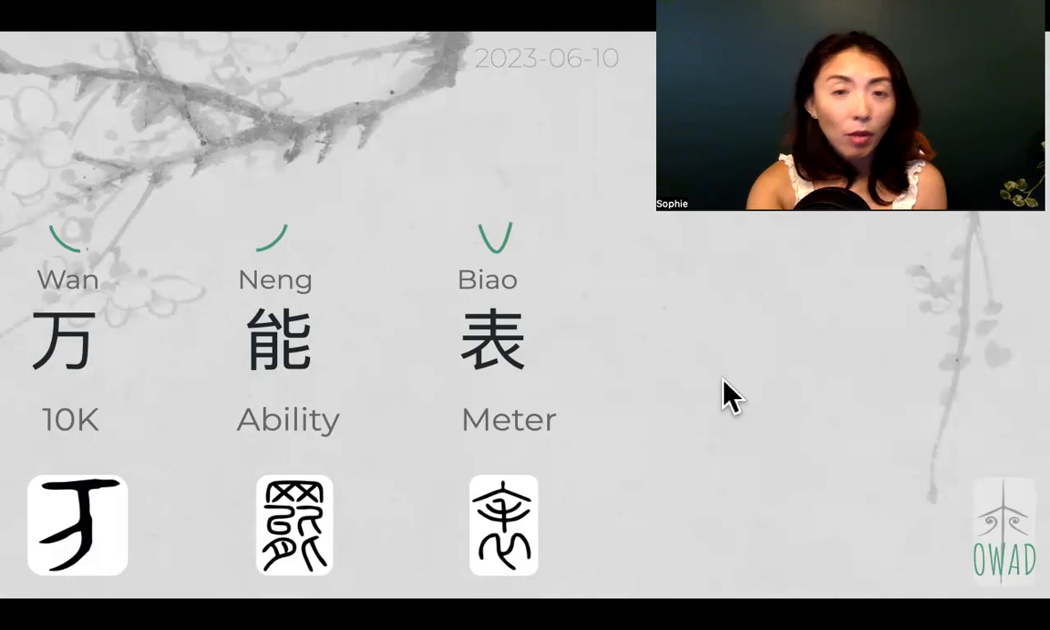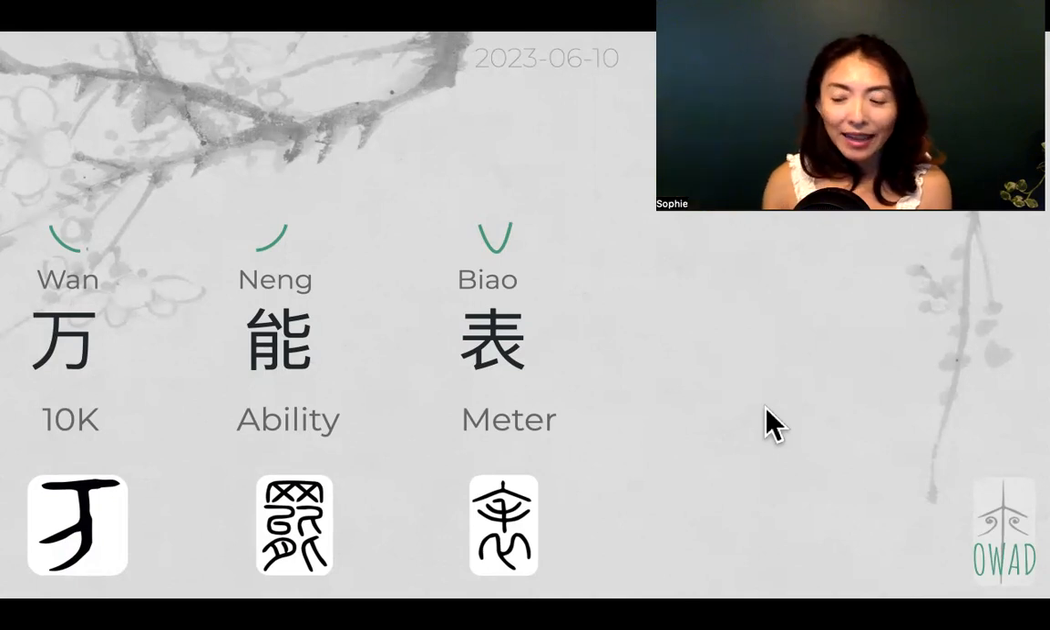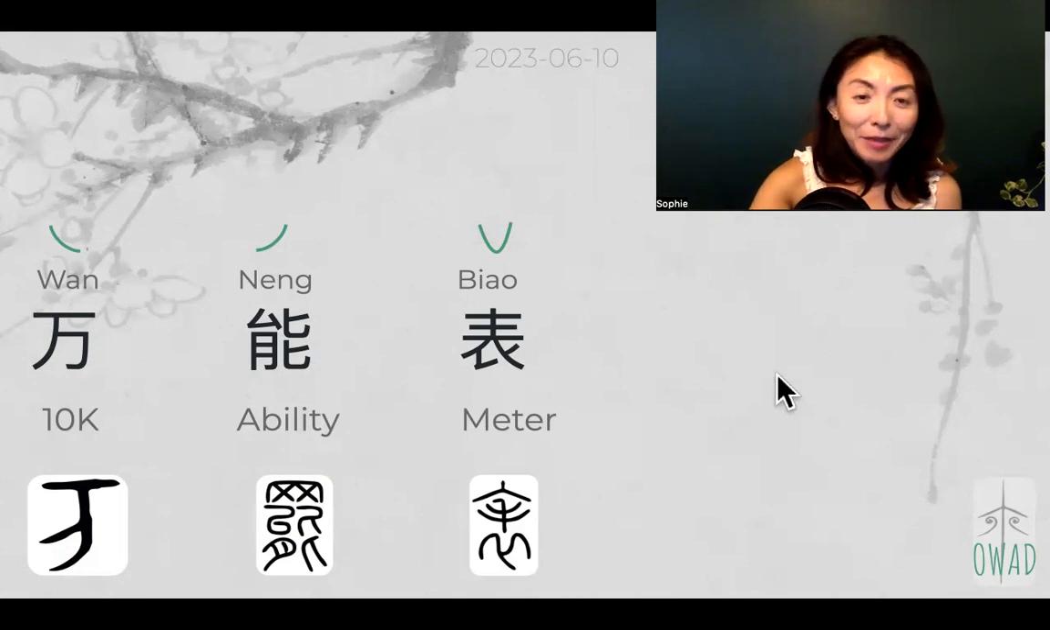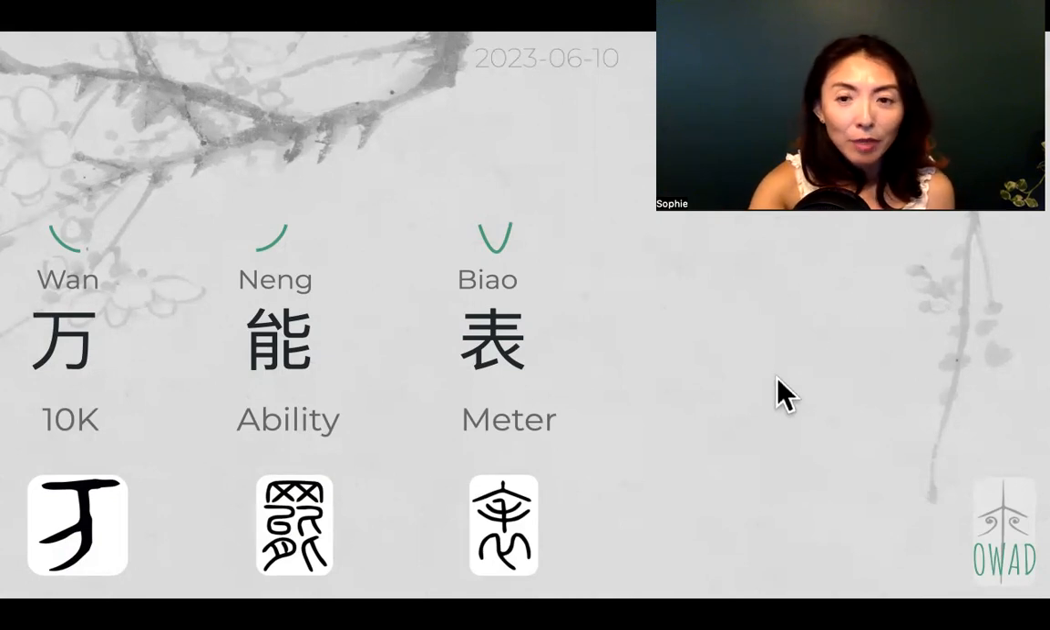Yesterday, we talked about multimeter, which was translated as 万能表, which is sort of high praise, like it can do everything. 万能 means an infinite number of abilities that this meter can do. Okay, so that's our translation of multimeter.